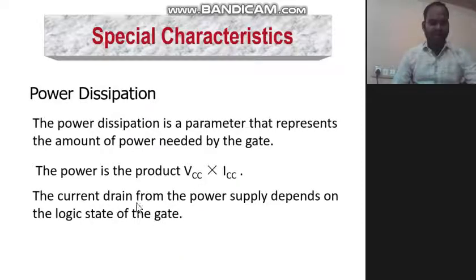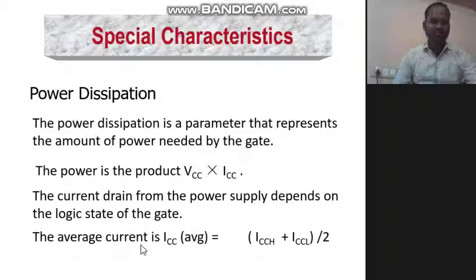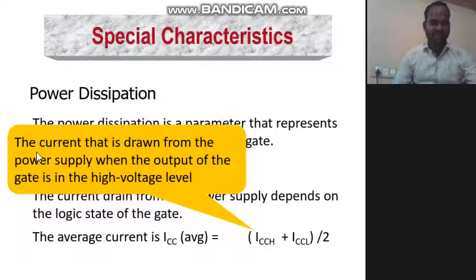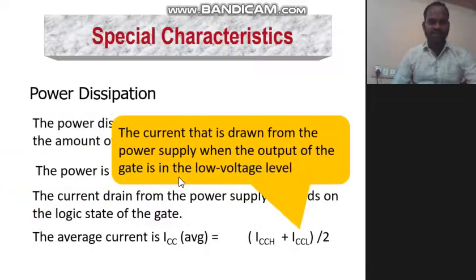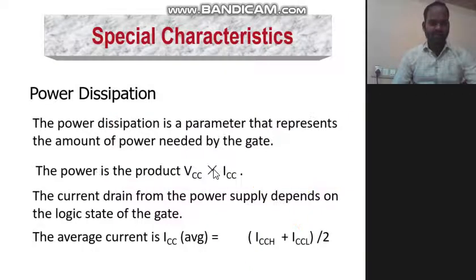The current drawn from the power supply depends on the logic state of the gate. The average current, ICC average, is equal to ICCH plus ICCL divided by 2, where ICCH is the current drawn from the power supply when the output of the gate is at the high voltage level, and ICCL is the current drawn when the output of the gate is at the low voltage level. The power dissipation is the product of VCC and ICC.